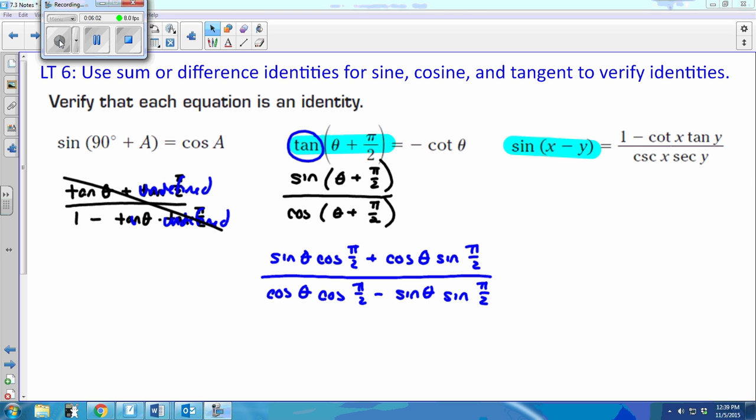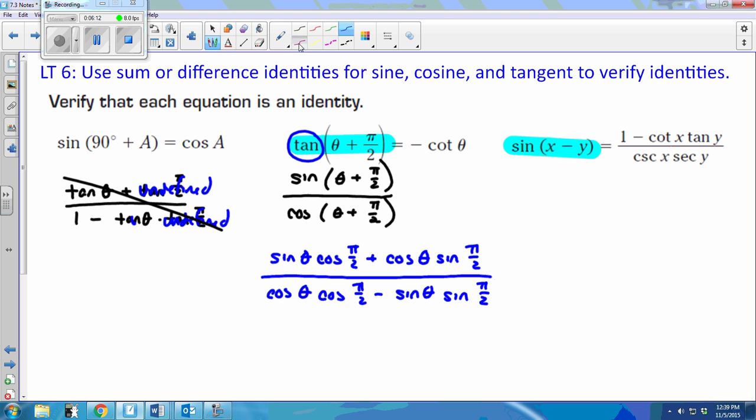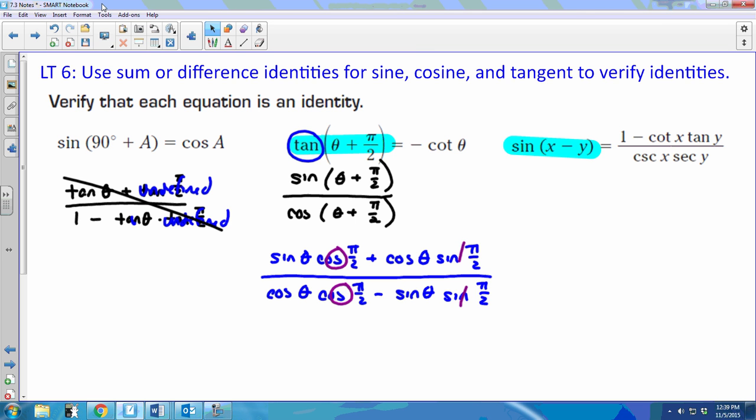Now, sine of pi over 2 and cosine of pi over 2 are the same thing as sine of 90 and cosine of 90. So again, those are numbers. So cosine of pi over 2 is 0. Sine of pi over 2 is 1. I just made it 0. Cosine of pi over 2 is 0. Sine of pi over 2 is 1. I was just writing over it, so I have to write it all the way back out again.